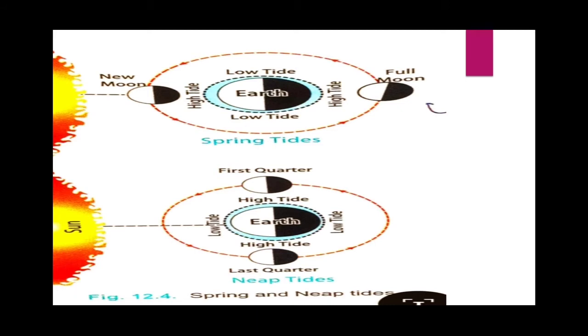Means the high tides cannot become very high because the gravitational pull of the moon is reduced, cut down by the gravitational effect of the sun. This is because they are aligned in a right angle. They are not aligned in a straight line, but they are aligned in a right angle. So this is how the neap tides are formed.